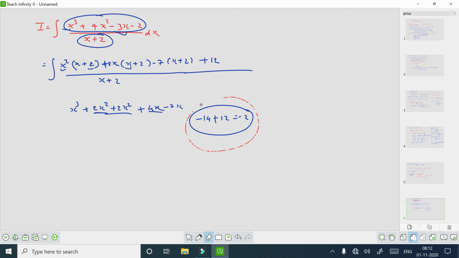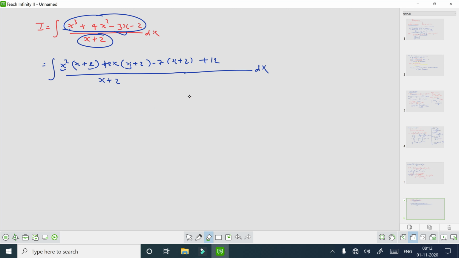Clear? So in this way, let us see this one into dx. Now take x plus 2 common throughout. X plus 2 times x square plus 2x minus 7, plus 12 over x plus 2. Now we can separate it term by term. So x plus 2 gets cancelled. What you get?